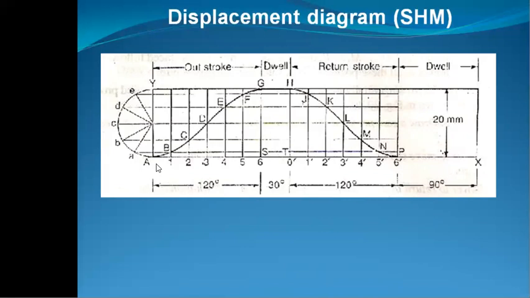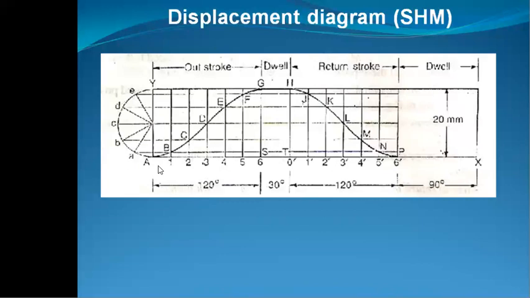Draw AX, which is equal to 360 degrees of cam rotation, by taking a suitable scale. And perpendicular to this horizontal line at point A, draw the vertical line AY, which is equal to the lift of the follower, that is 20 mm, and complete the rectangle.